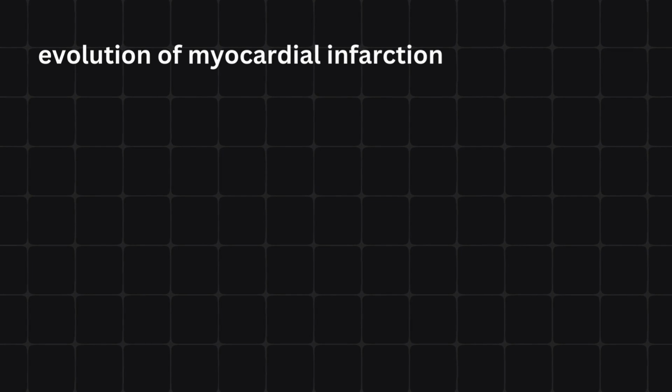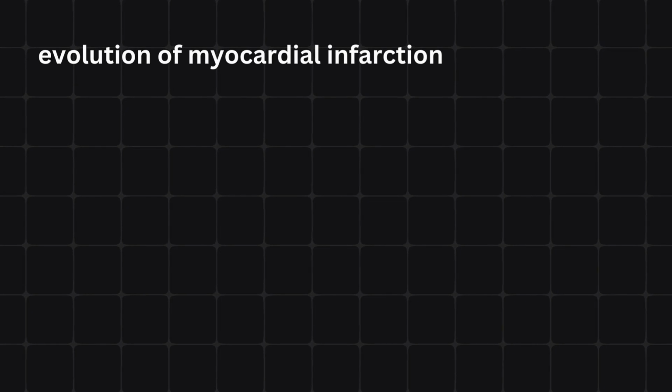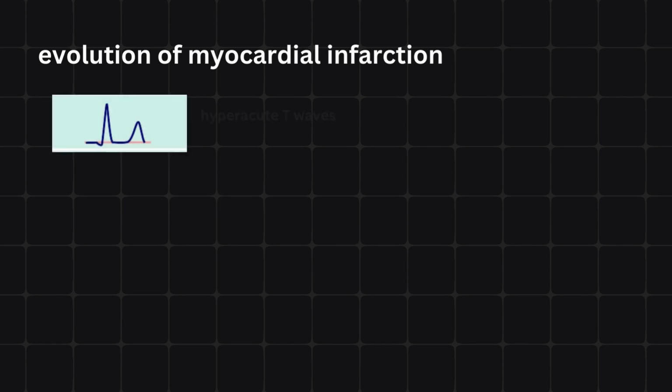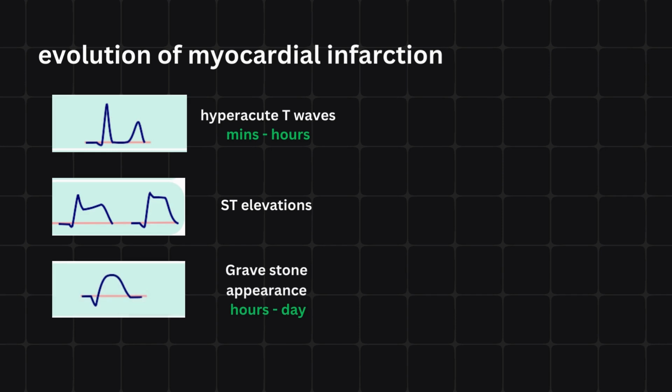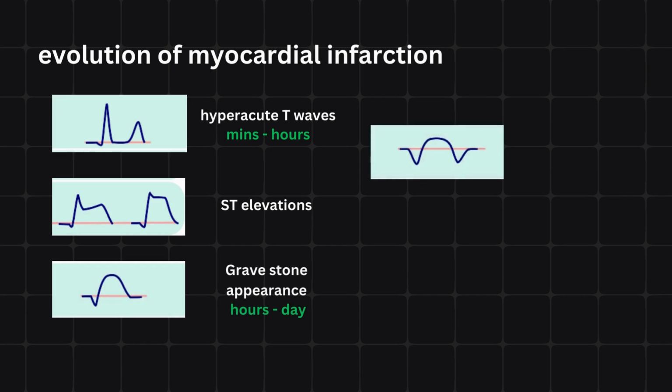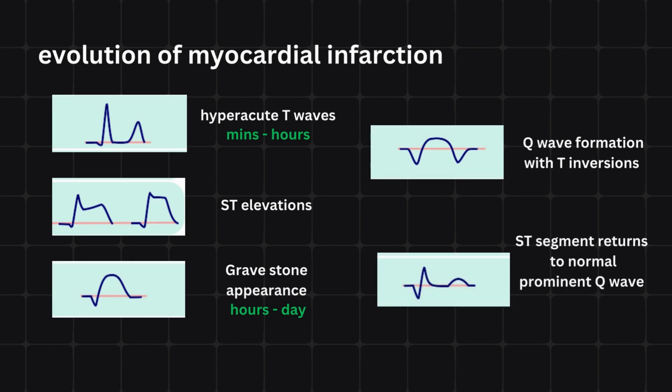Okay, so, let's wrap up this video with one last concept. The concept of evolution of MI. These are serial ECG changes that take place as the MI progresses. Initially it starts with tall T waves called the hyperacute T waves, following which ST segment elevation begins. It progresses to typical gravestone appearance. Slowly Q waves develop and T wave inversions begin. Once recanalized, the ST segment returns to normal, but a deep Q wave remains, representing evolved MI.